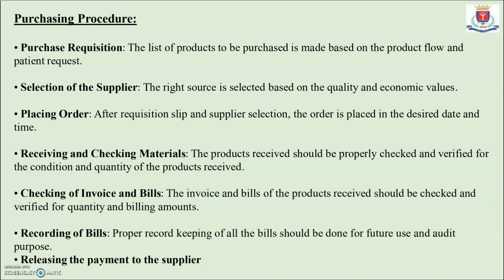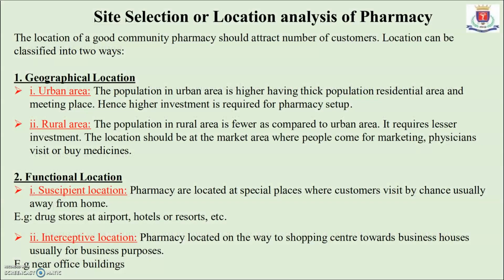Checking of invoice and bills: the invoice and bills of the products received should be checked and verified for quantity and billing amounts. Recording of bills: proper record keeping of all the bills should be done for future use and audit purpose. Releasing the payment to the supplier. Next, we will see site selection or location analysis of a pharmacy.